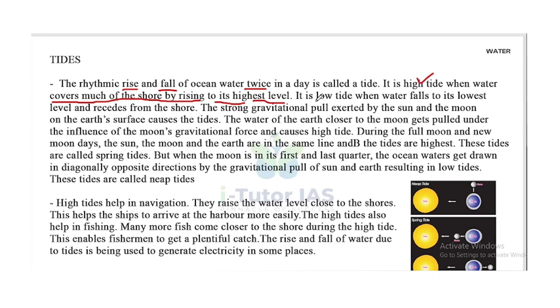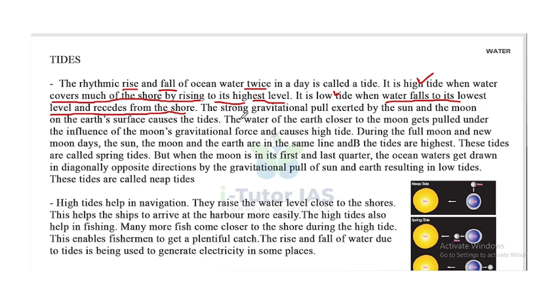Now, it is low tide when water falls to its lowest level and recedes from the shore. When the water falls and recedes from the shore, that is called a low tide. So high tide means when the water covers much of the shore by rising to its highest level. And low tide means when the water falls to its lowest level and recedes from the shore.